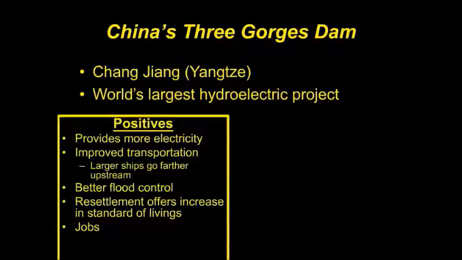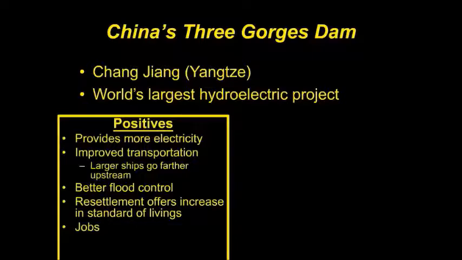And so it has many positives, but also some negatives. Some positives: it provides a whole lot more electricity, and once again, that's a rather natural capturing of energy rather than coal or oil, which obviously produces pollution. Further, it's allowed ships to go further upstream. This is seen as an improvement for transportation purposes. And further, this is an area that floods quite a bit. There have been lots of flooding disasters over the history here along the Yangtze/Changjiang River, so to control that would be rather useful.